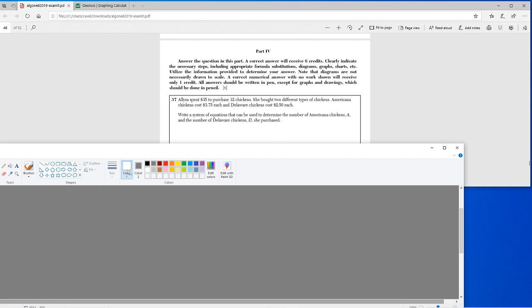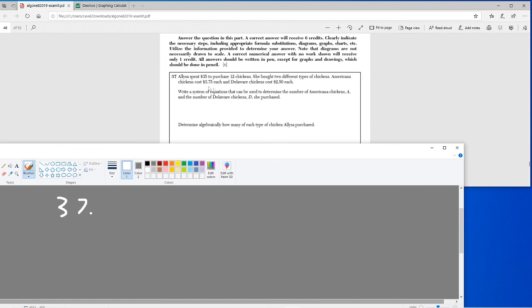Let's do 37 now. Alyssa spent $35 to purchase 12 chickens. She bought 2 different types of chickens. Americana chickens cost $3.75 each, and Delaware chickens cost $2.50 each. Write a system of equations that can be used to determine the number of American chickens A and the number of Delaware chickens D she purchased. Determine algebraically how many of each type of chicken Alyssa purchased.